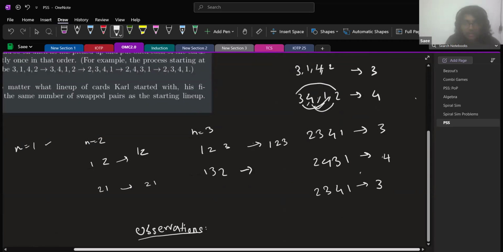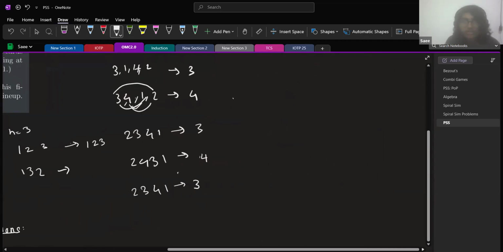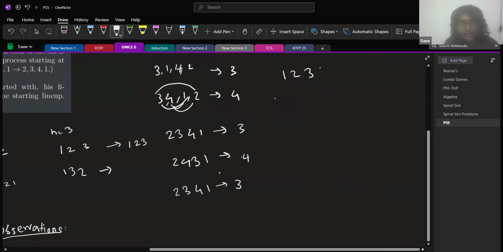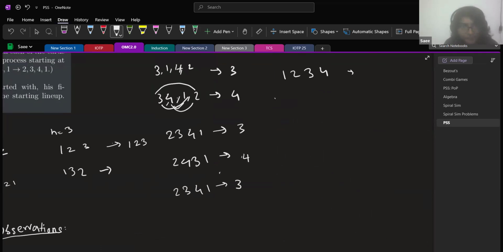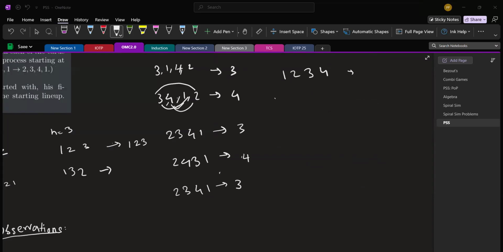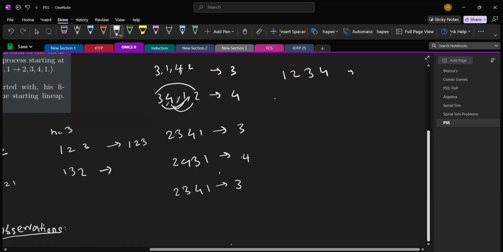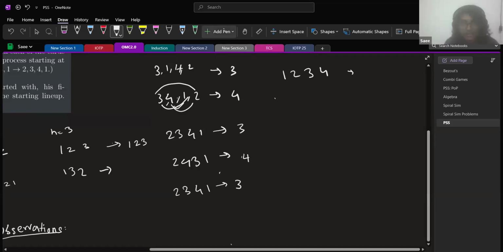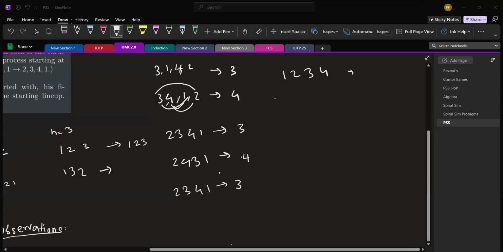How about, okay, what happens if we start with 1, 2, 3, 4? What do we end up with? But isn't that already ordered? So do you have to do anything more? I'm not quite understanding. You're saying that 1, 2, 3, 4 is your beginning set of cards. Yes. But if that's already ordered, do you need to do anything?